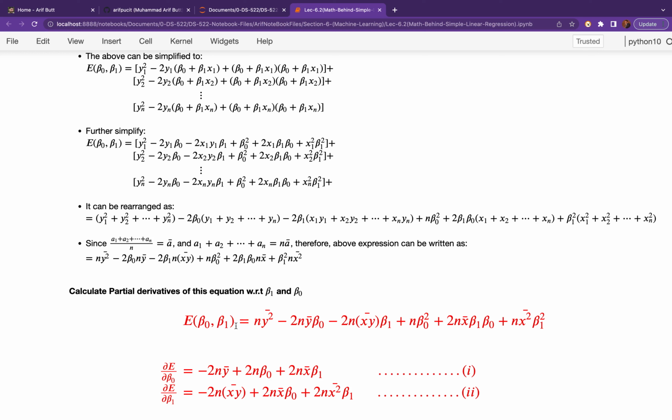Well, this error function equation shown over here has two unknowns, beta naught and beta 1. Remember, these x and y's are not the unknowns. These are there in the data set. So we need to minimize this function with respect to beta naught and beta 1. And for this, we need to calculate the partial derivatives of this function with respect to beta naught and then with respect to beta 1, and then equate it to 0.